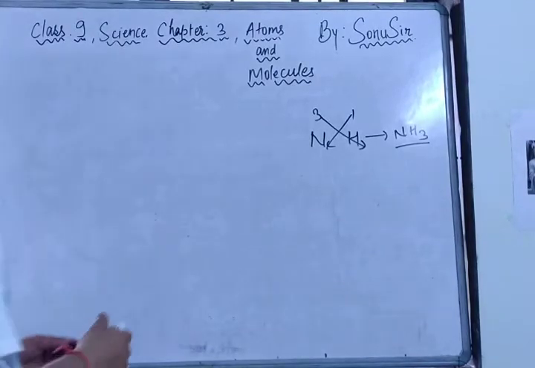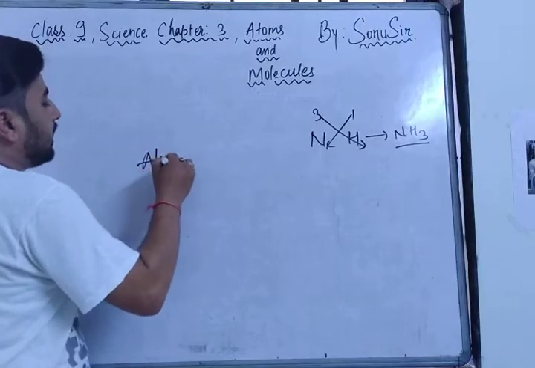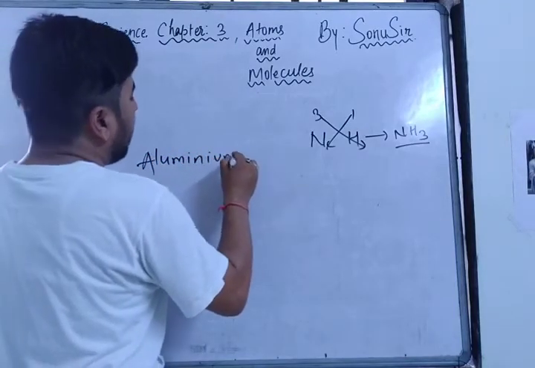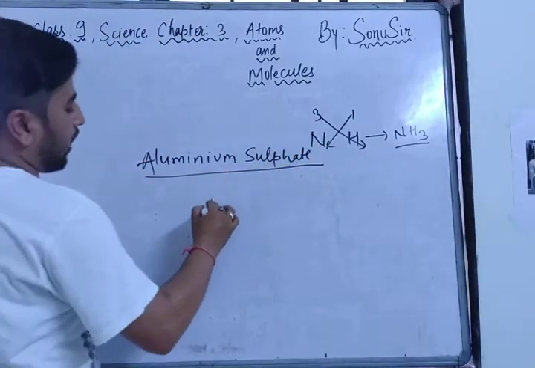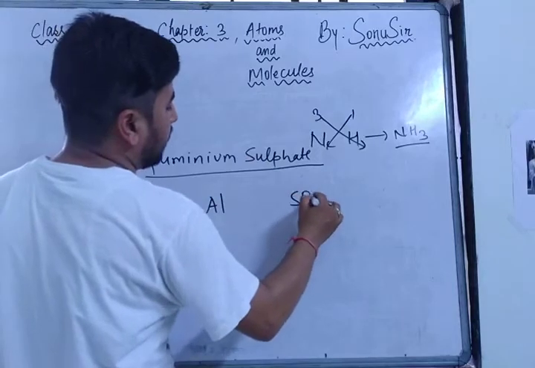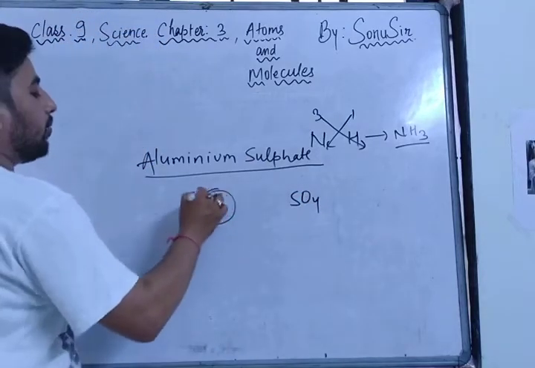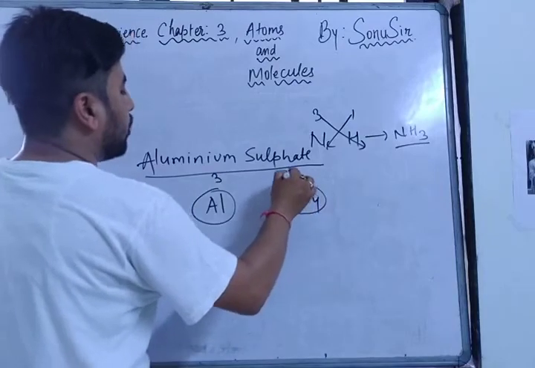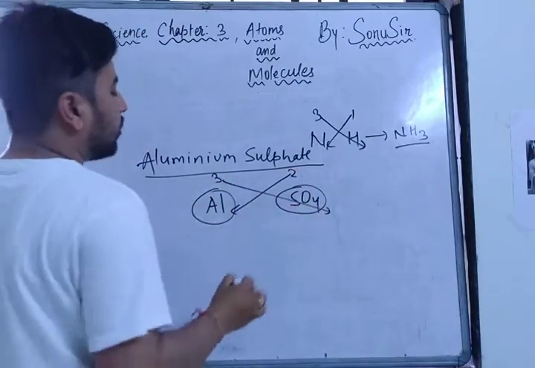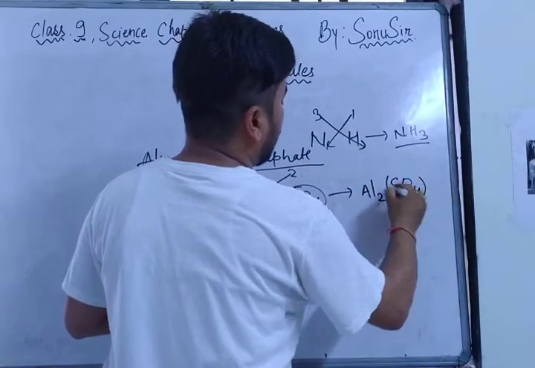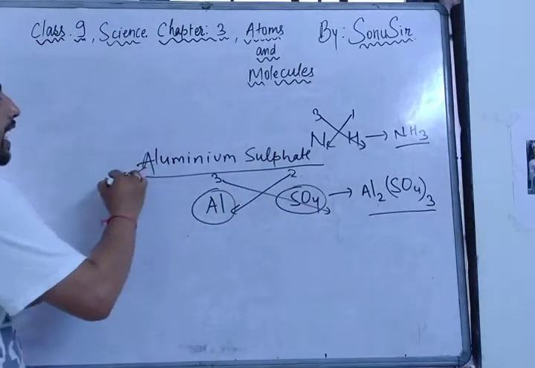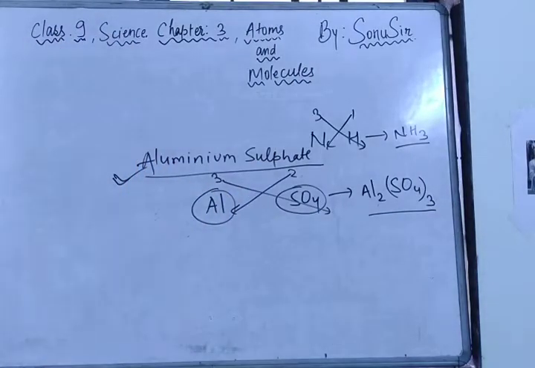If I ask you about aluminium sulfate, what will you write as its chemical formula? Just write aluminium here and sulfate here. What is the valency of aluminium? 3. Sulfate valency is 2. So 2 will come here, 3 will go there. What will be the formula? Al2(SO4)3. This is the formula of aluminium sulfate. Whenever you write any chemical name and its formula, you must have knowledge about the valency.